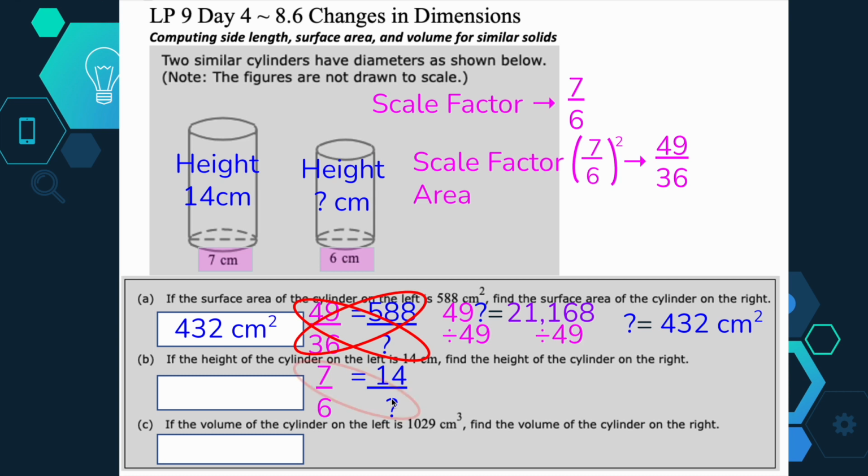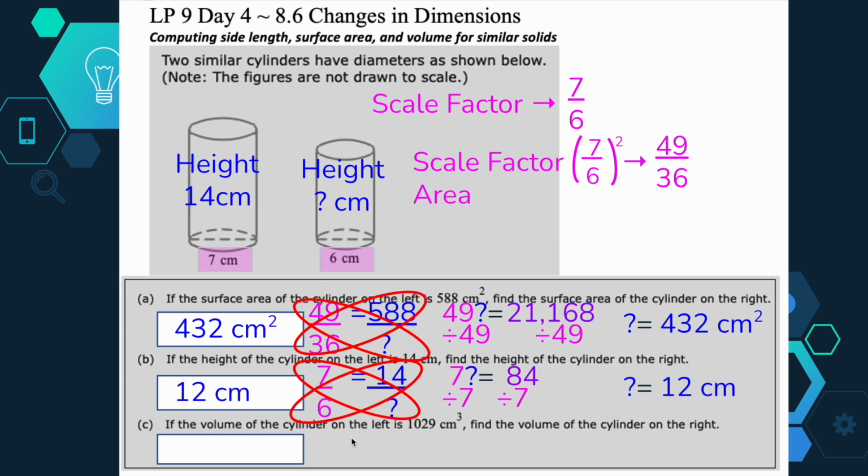That's our question. So we have 7 times question mark, which is just 7 question mark again, just squish them together. 6 times 14, and that gets me 84. Just like I did with 49 here, I don't want to know what 7 question mark is. I want to know what just question mark is. So I'm going 7 divided by 7, and I get 1. And then 84 divided by 7, I get 12. So the height of the smaller cylinder here must be 12 centimeters. All right, we have one more.